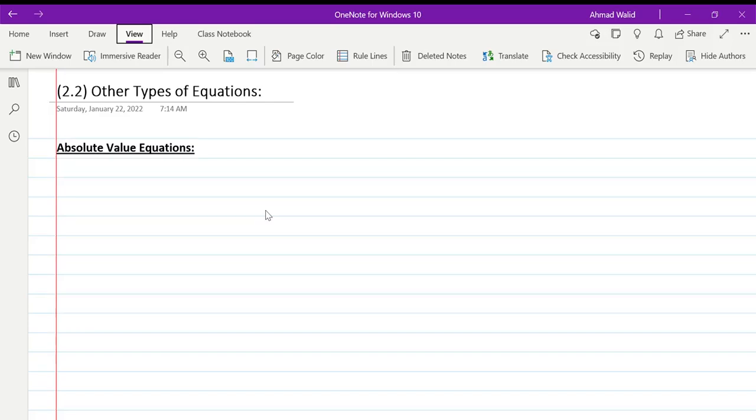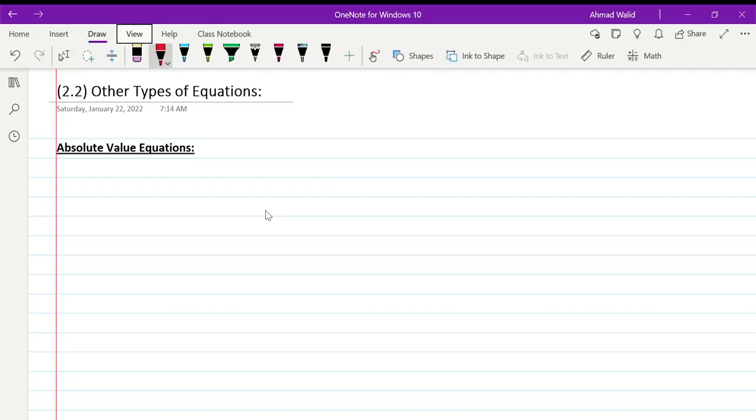Hello all, let's start section 2.2. Section 2.2 is about other types of equations. There are so many types of equations. We cover a few of them in this section. The first one that I will cover for you is absolute value equations.